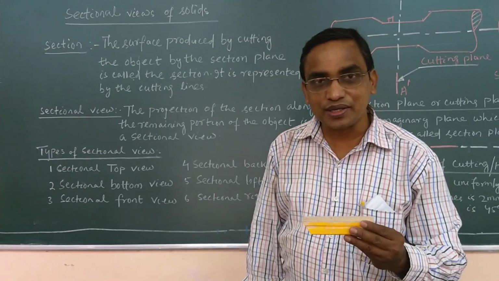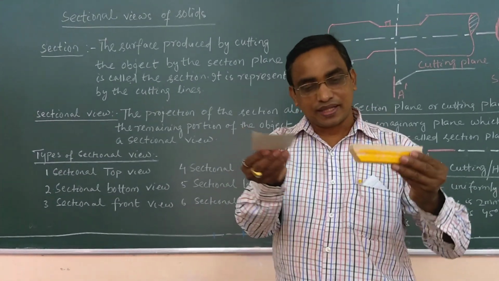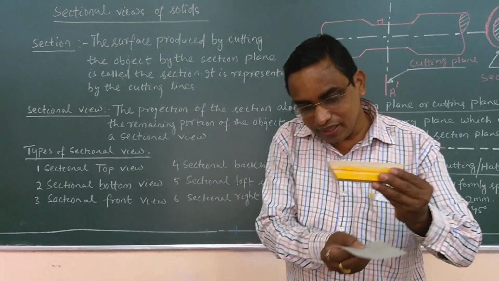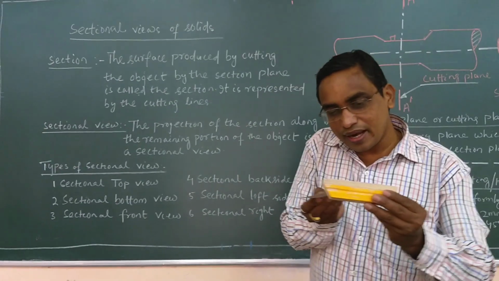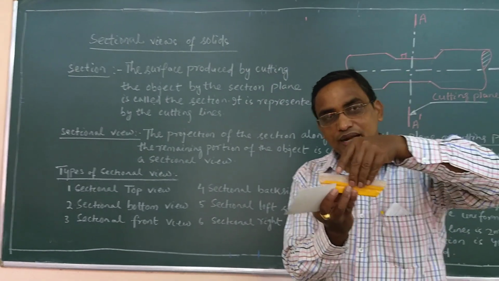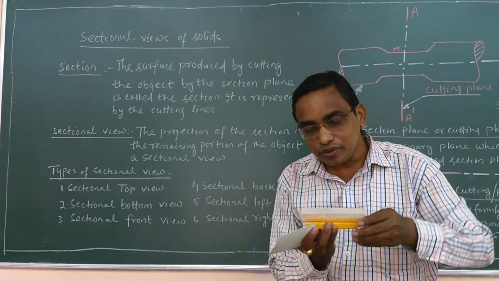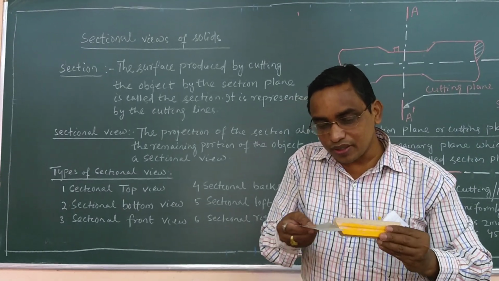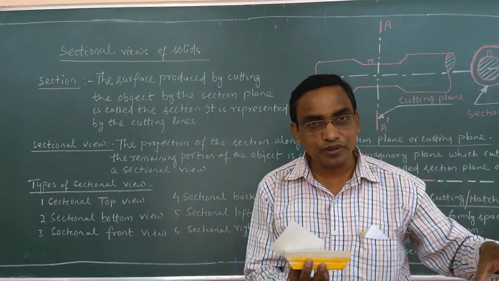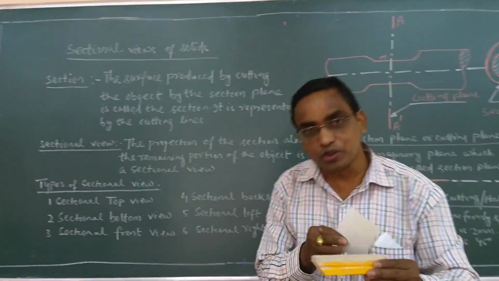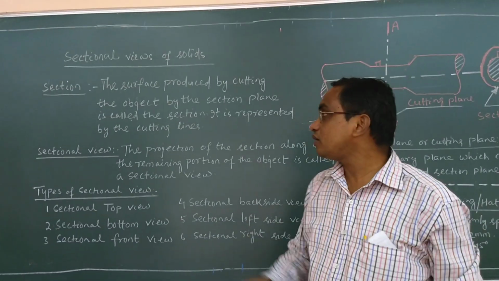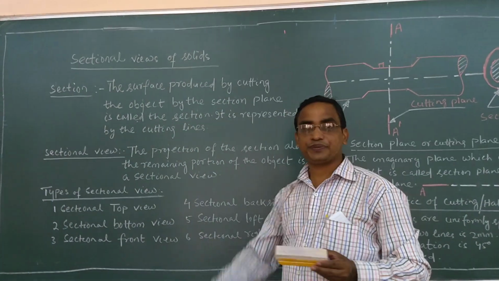But what is sectional top view? This is the cutting plane. The cutting plane cuts the object parallel to the ground. Then the entire object is divided into two parts, upper part and lower part. I assume the portion in between the cutting plane and the observer, means top portion, is removed. Then the surface which is produced in the part 2 is called the sectional top view.